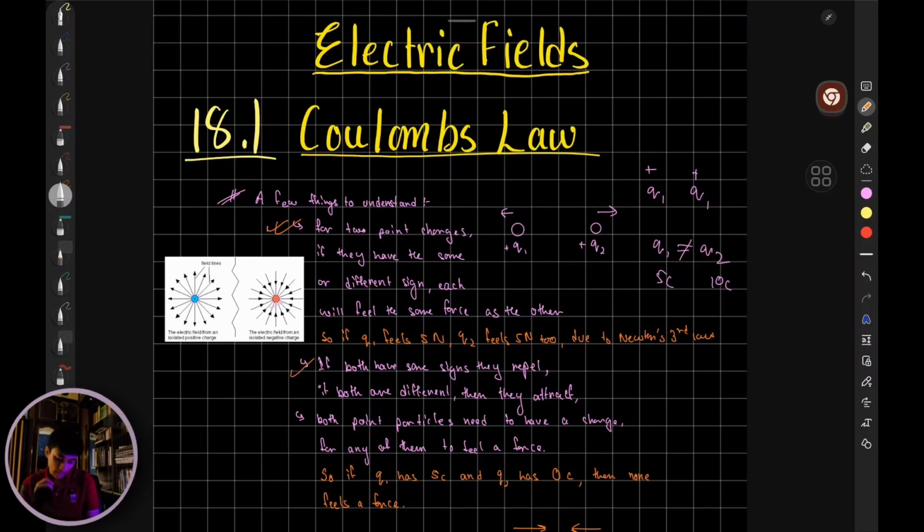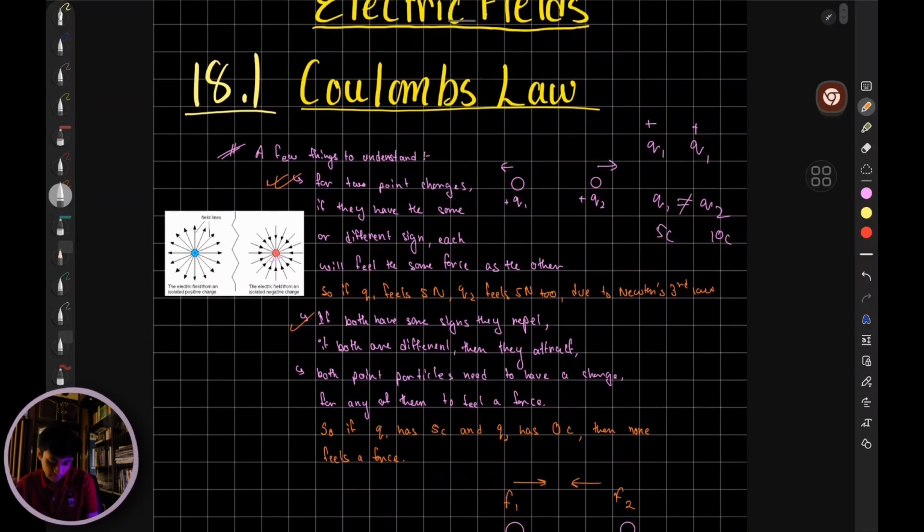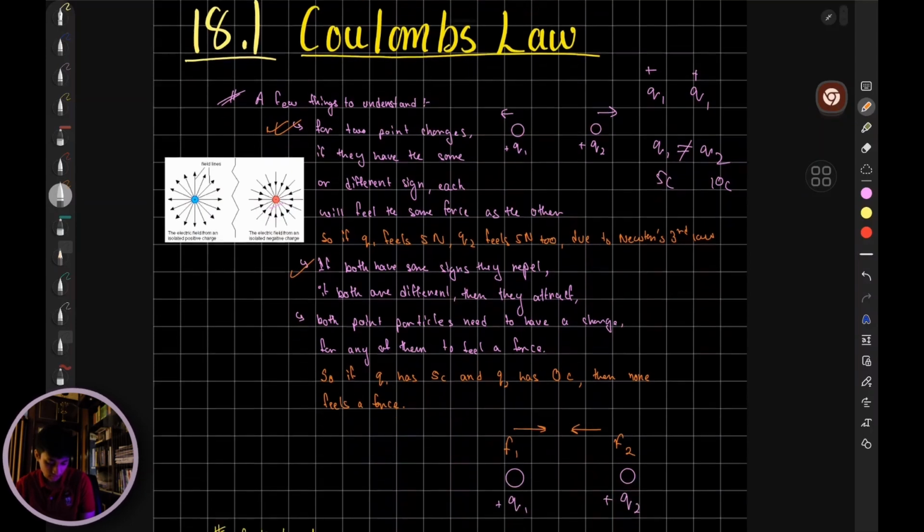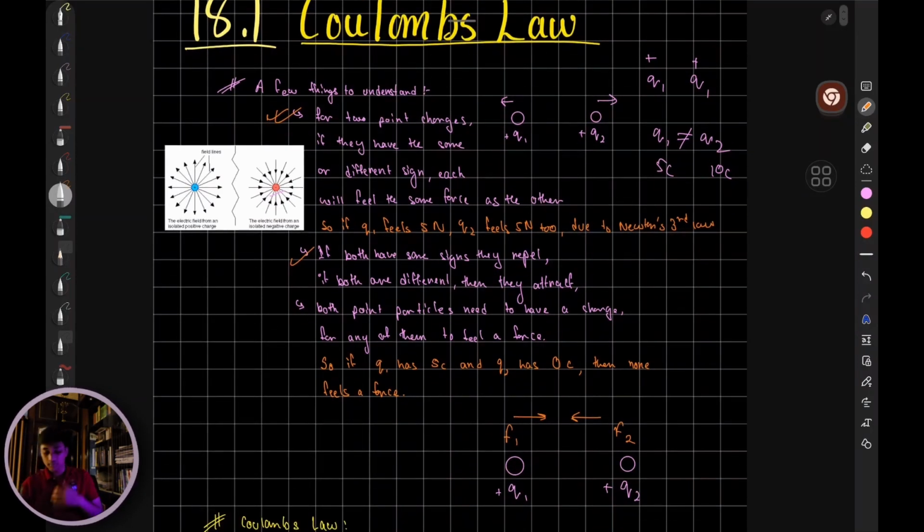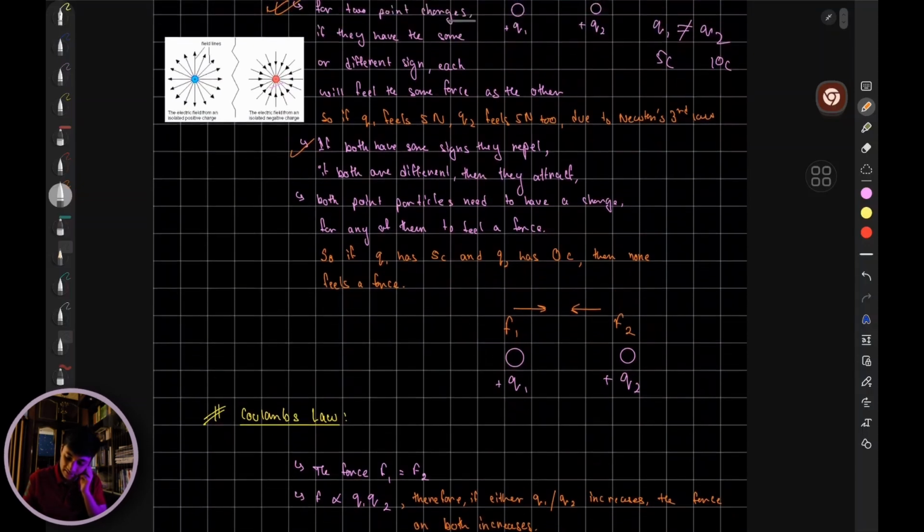So next point. Both point particles or point charges need to have a charge for any of them to feel a force. So if Q1 has 5 coulombs and Q2 has 0 coulombs, then none feels a force. Very simple. Why? Because if Q2 does not have a charge at all, what is this charge interacting with? This charge is interacting with nothing.